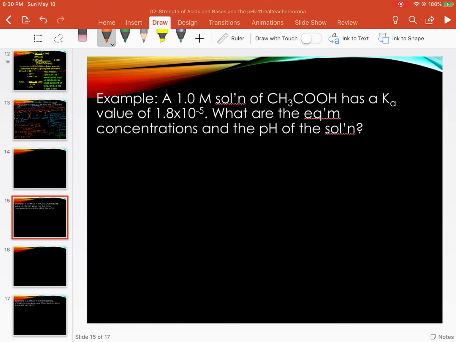So now on to the next example. A 1 molar solution of acetic acid has a Ka value of 1.8 times 10 to negative 5. So again, maybe you're used to this acid by now, or that it's weak. You're given a Ka value, which is not very large. That can tell you it's weak, which means we have to do ICE.